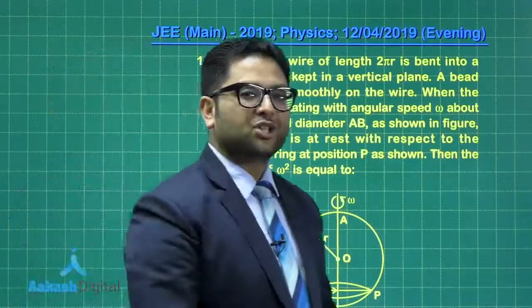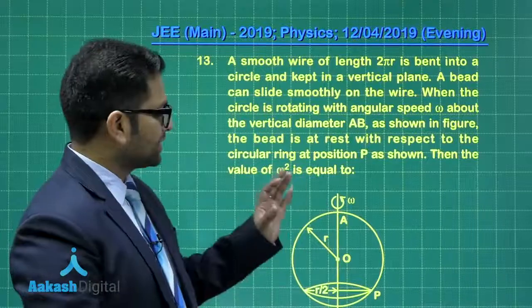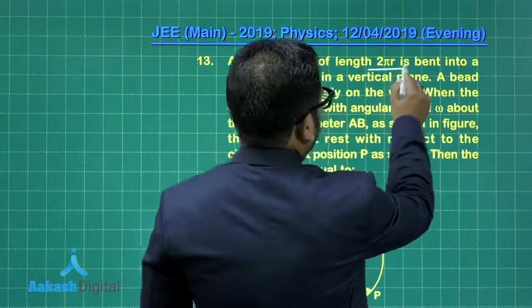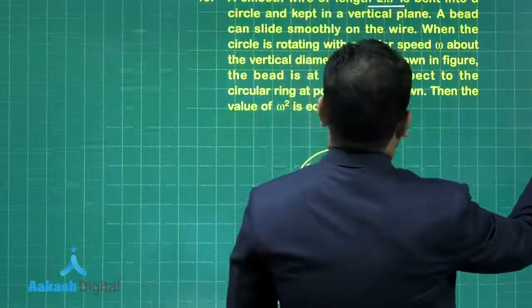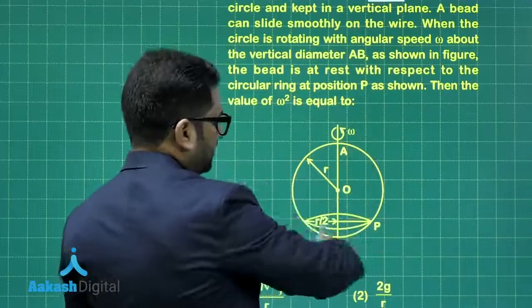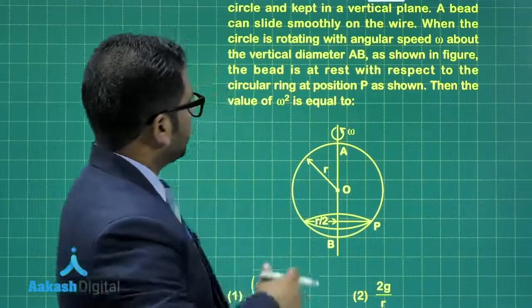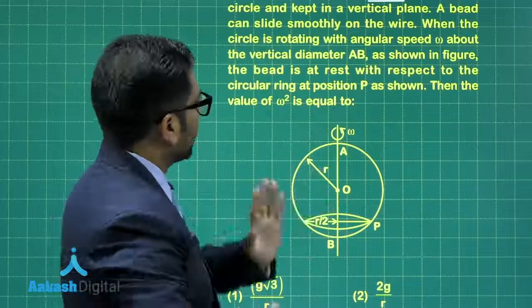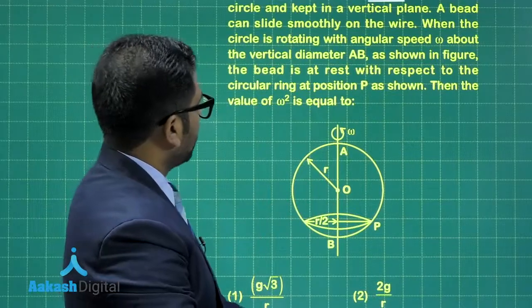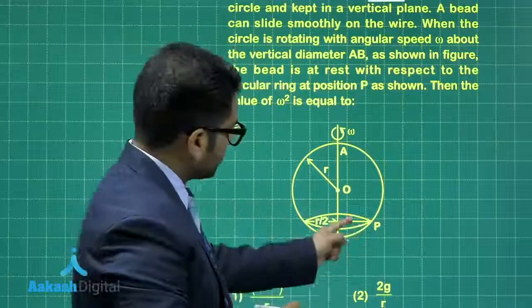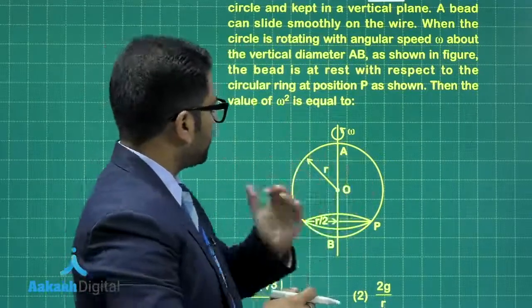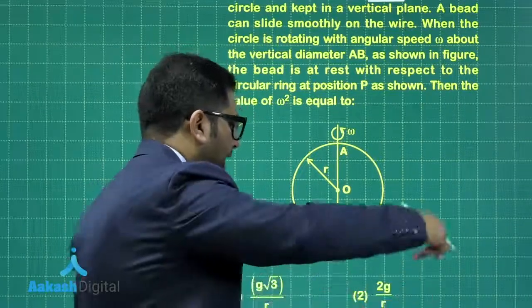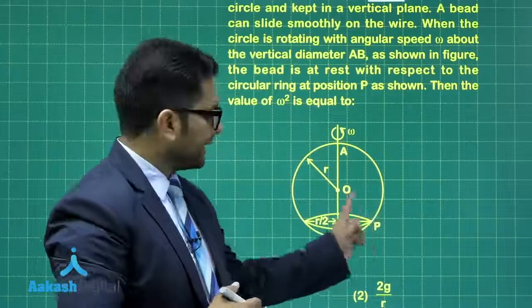13th, from the portion of mechanics and more specifically the circular dynamics part. It says a smooth wire of length 2 pi r is bent into a circle and kept in a vertical plane. So that's the circle of radius r. And this is rotated about its central axis, which is clear, with an angular velocity omega. And there's a bead which is here, and at a certain value of omega, the bead is stationed here and it revolves around. Yes, the radius would be r by 2, but getting stationed here.